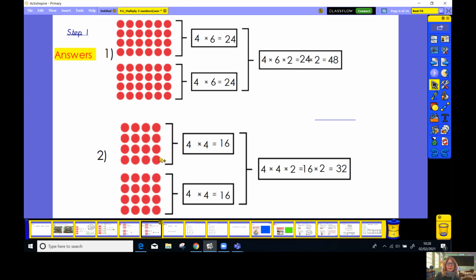Here we have another group. We have 2 groups here of 4 times 4. So we have 16 in each one, 16 and 16. 4 times 4 times 2 equals the same as 16 times 2, which would equal 32. Okay.